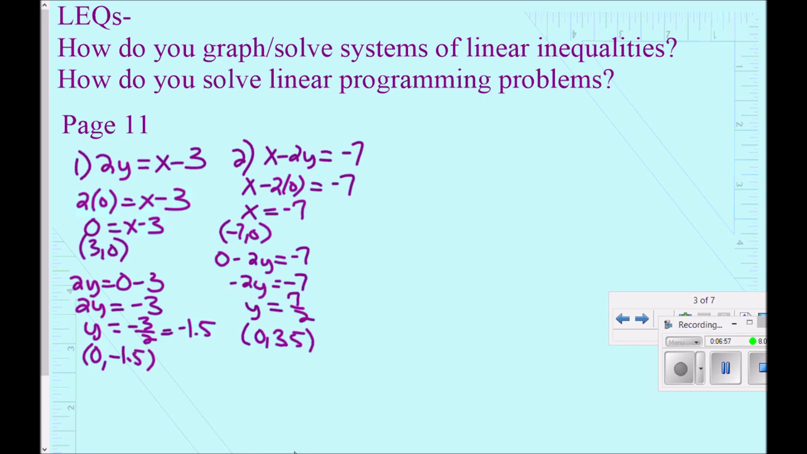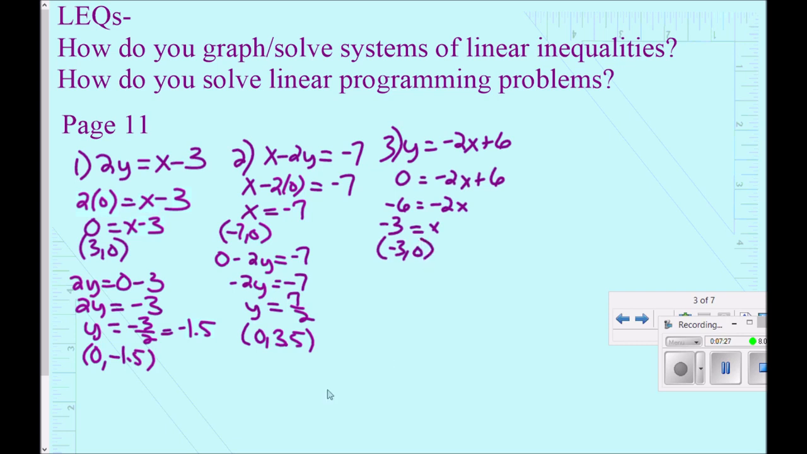Next, third inequality, which I'll make an equation. y is equal to negative 2x plus 6. So we already can see that one's in slope-intercept form, which means the y-intercept we know, but let's get the x-intercept. So 0 equals negative 2x plus 6, which means negative 6 is equal to negative 2x, which means x is equal to negative 3. So negative 3, 0.